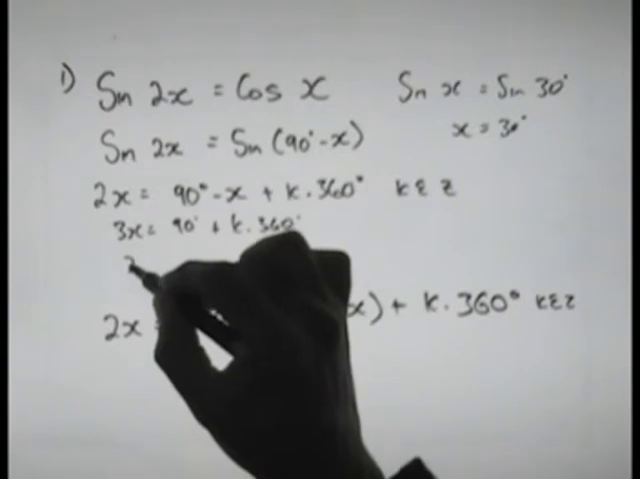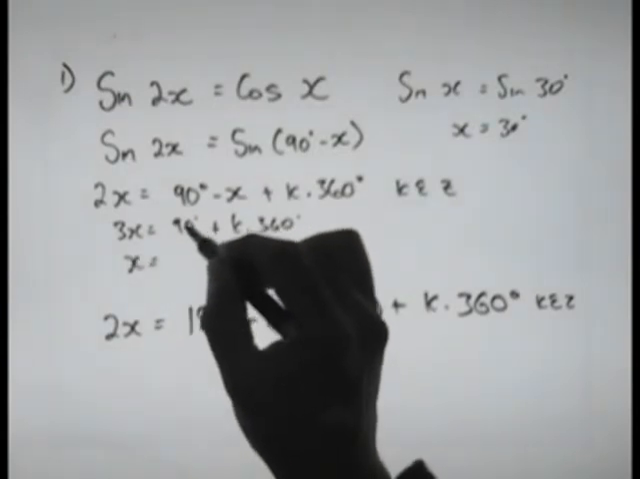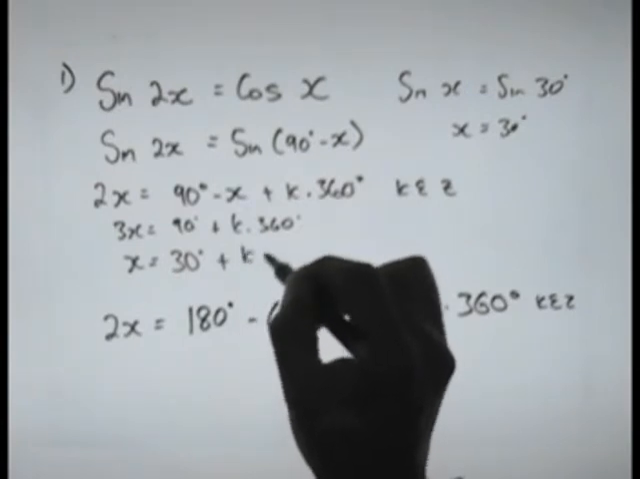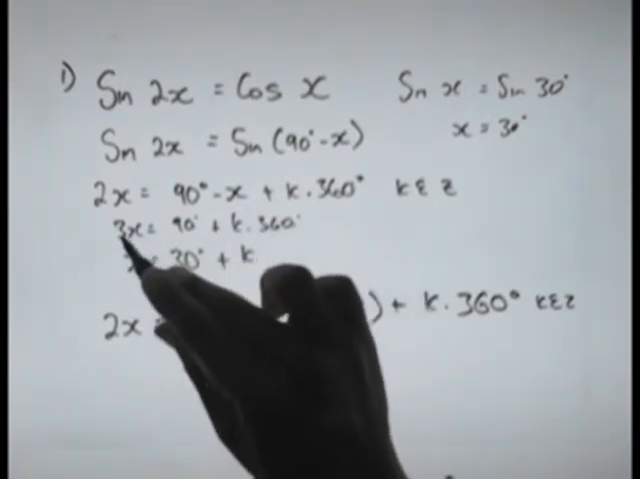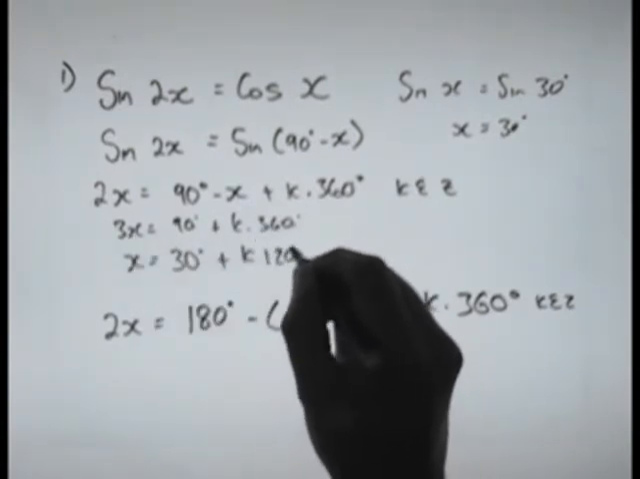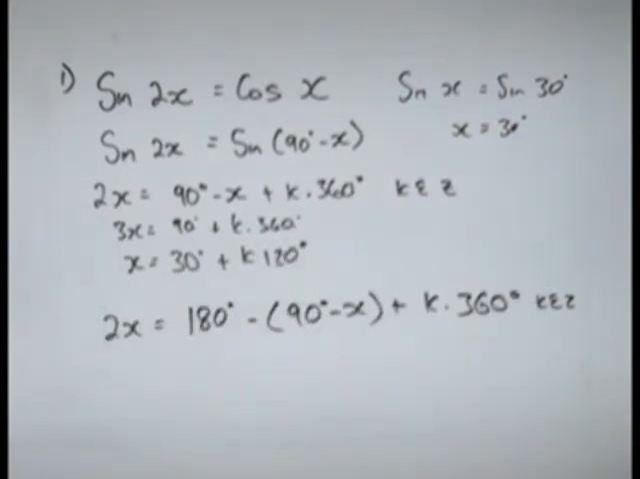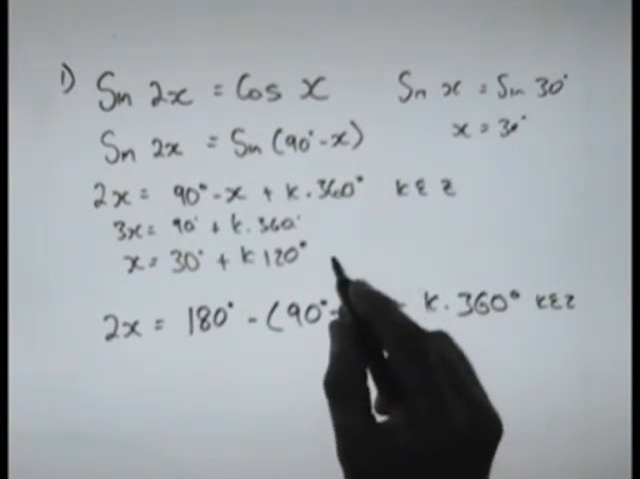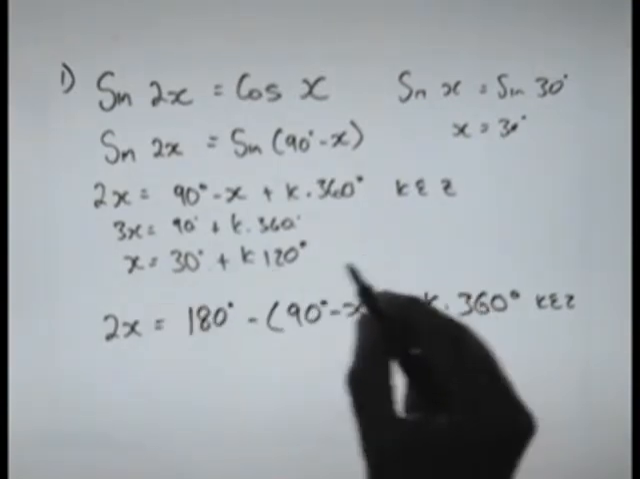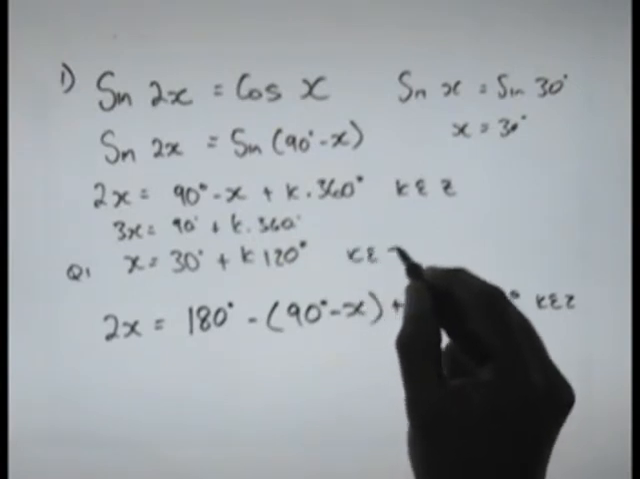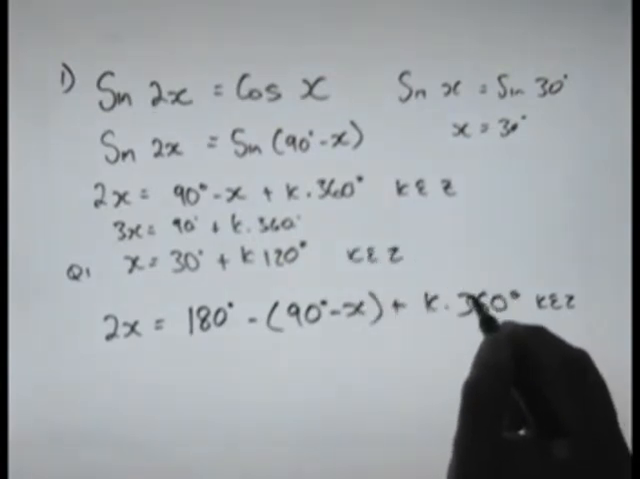3x, I want x on its own. That means that x is equal to 90 divided by 3, which is 30 degrees, plus k times 360 divided by 3, which is k times 120. We've got to divide that into both of those. That's one possible solution. This is for quadrant 1. That's where k is an element of integers.